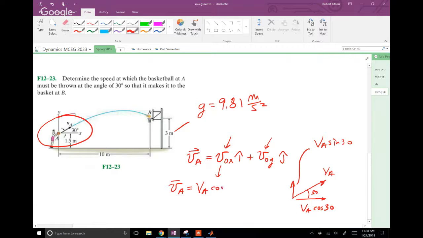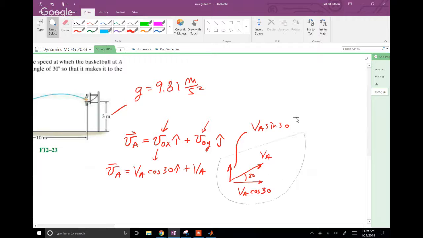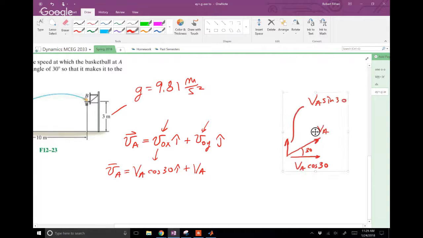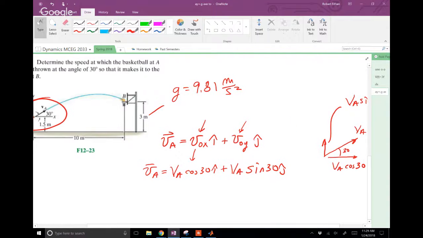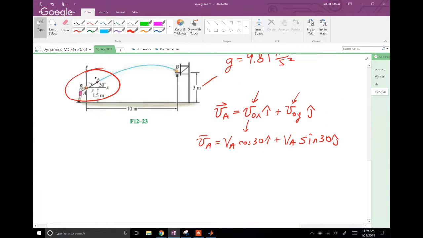VA cosine 30 I plus VA sine 30 J. That's okay, except now what I need to do is start making use of my two equations. The X naught plus Vx naught. And see, here I go and I do Vx naught, and there I put V naught X. So if I flip those over, you'll have to forgive me. Sorry about that.